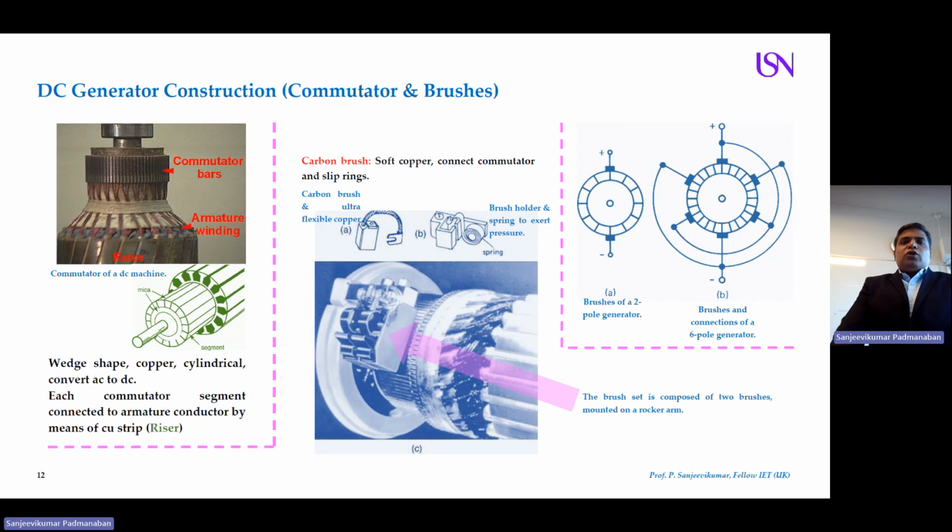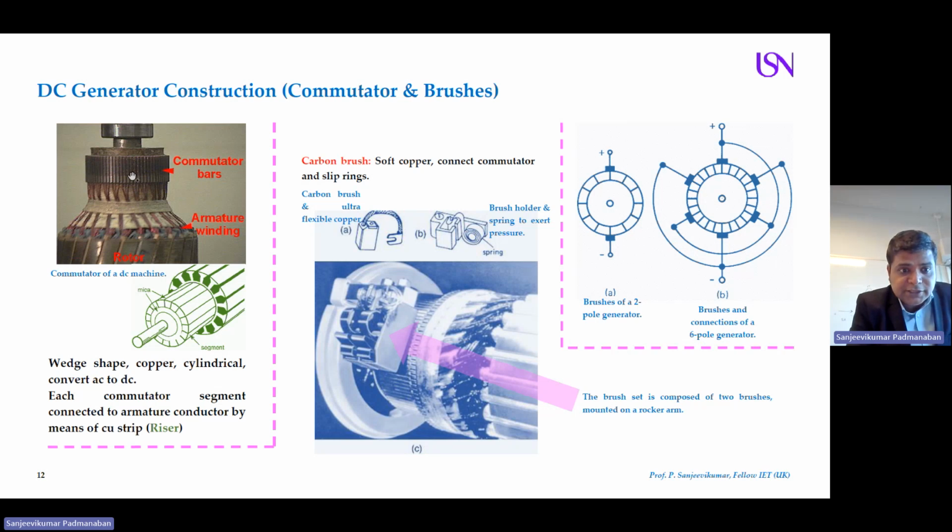Then we are going to talk about the commutator. I already explained what a commutator is. The commutator will convert your AC voltage to DC. So you can have a look. I already showed you this is the armature winding. I showed you only a 1 turn coil with an example, but in a machine you have n number of turns, and all these are connected to the commutator.